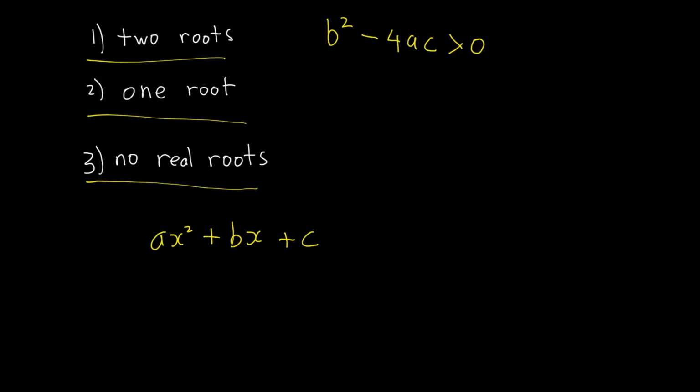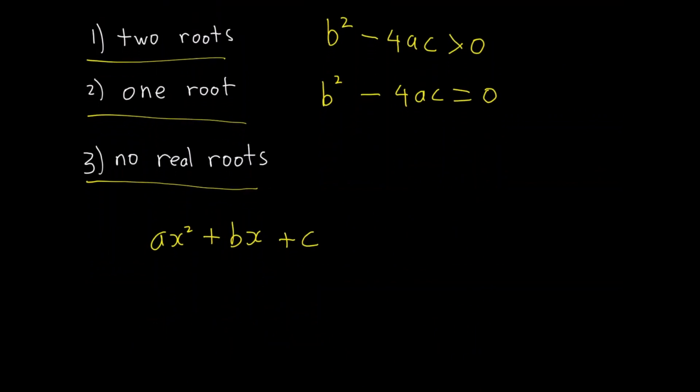One root. This is when b squared minus 4ac is equal to 0. And as you may guess, the quadratic function may look something like this. As you can see, it only touches the x-axis at one point, which is the minimum point of the quadratic function. Okay, let's undo that.